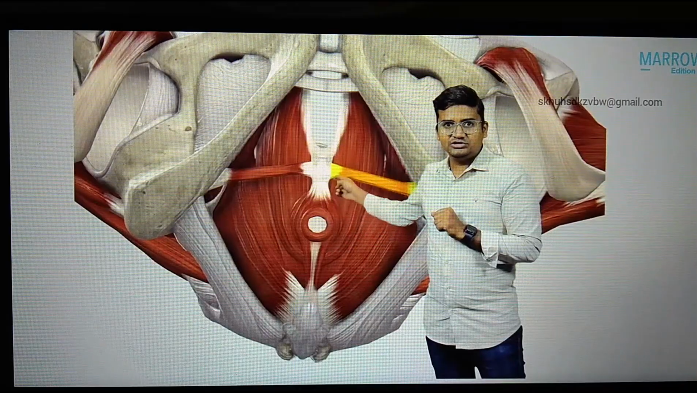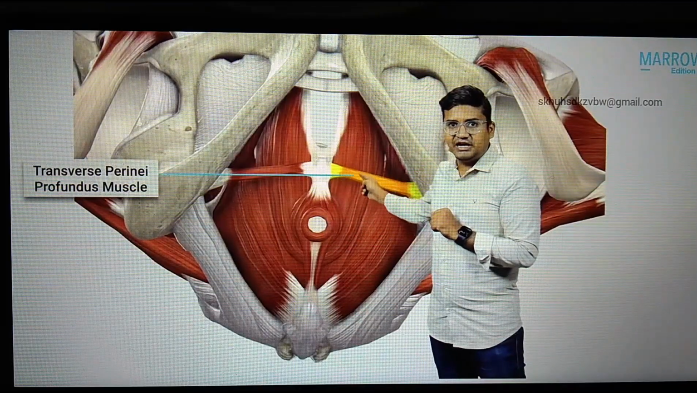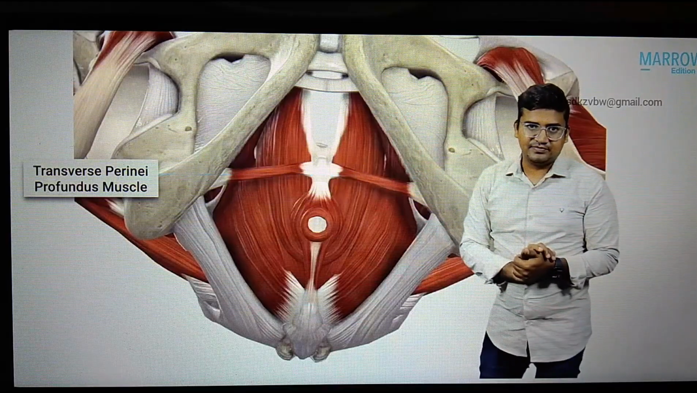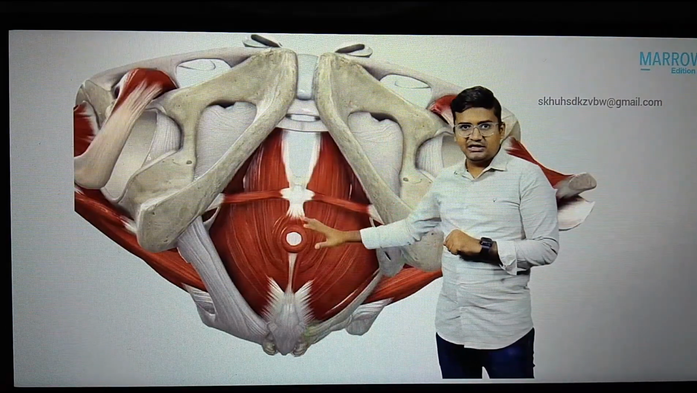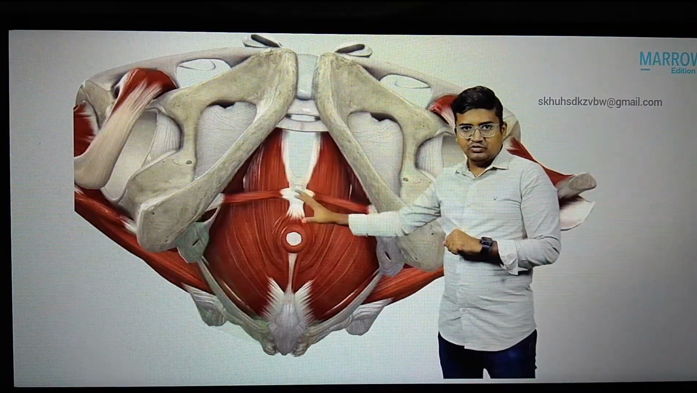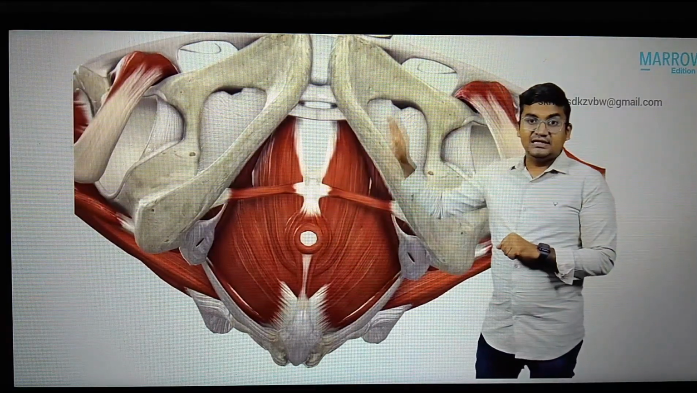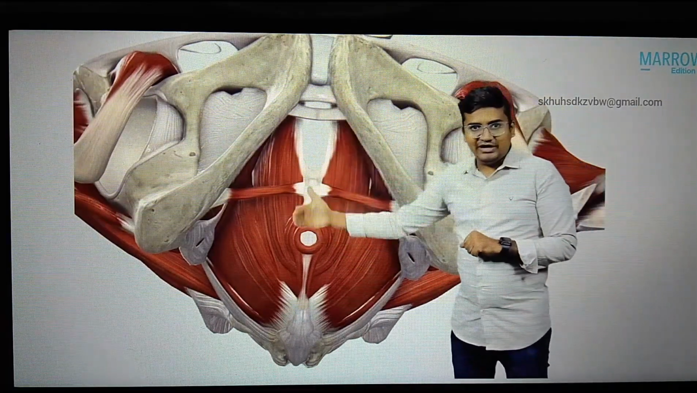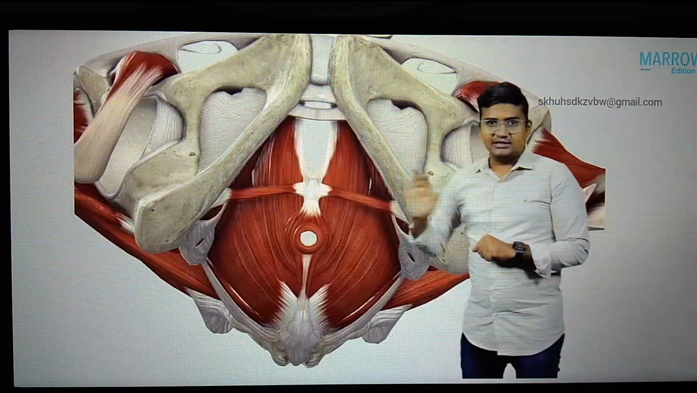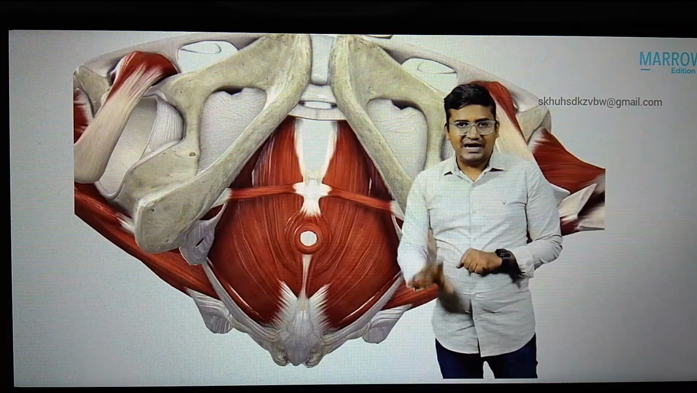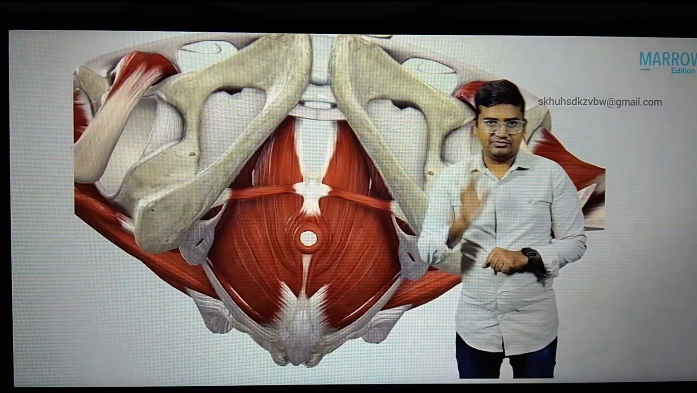Now this muscle, what I am showing there, that is our transverse perineal profundus muscle, and we also have sphincter urethra muscle. So we have removed the sacrotuberous ligament, we have removed other muscles. So now we are seeing only the pelvic diaphragm. So pelvic diaphragm, please remember, that is a muscular partition covering over the pelvic outlet. Is that clear?